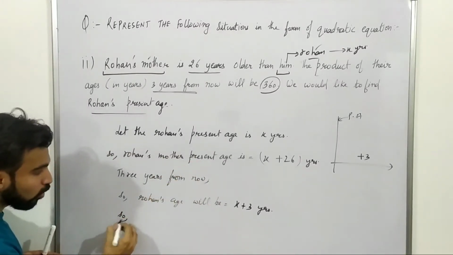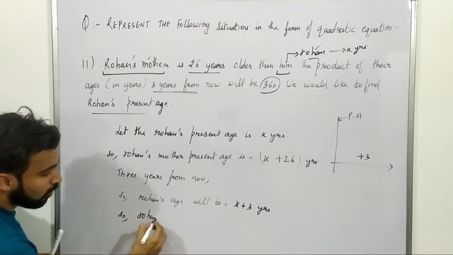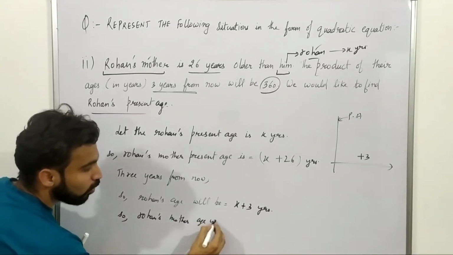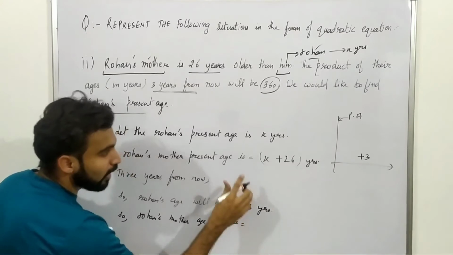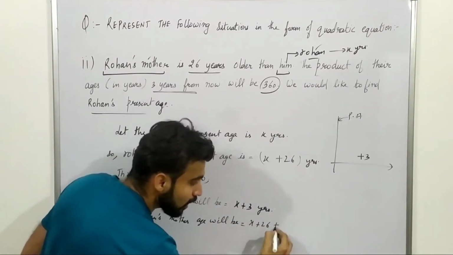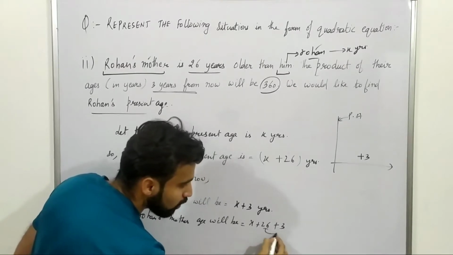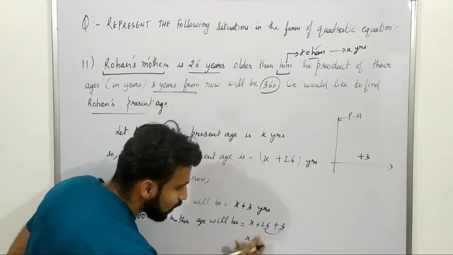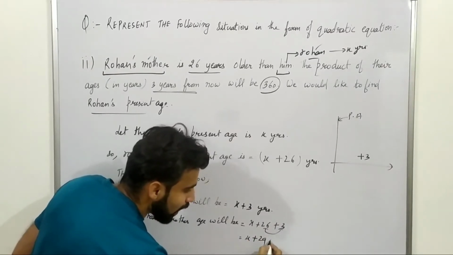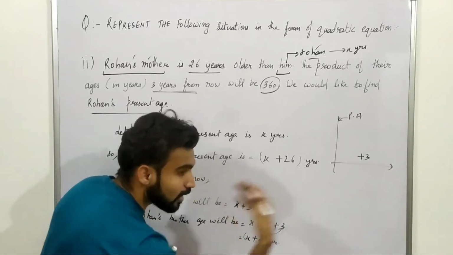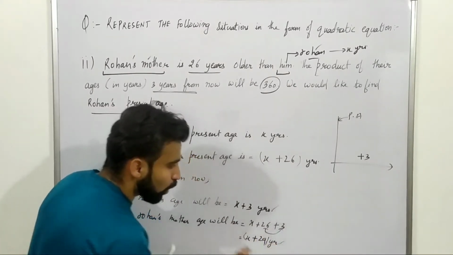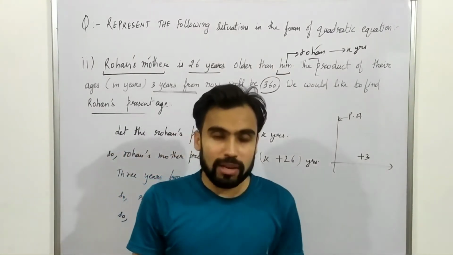Rohan's mother's age will be, simply add 3 to this present age. So x plus 26 plus 3 here. If I solve these constant terms, you can see here, 29. So this is the age of the mother 3 years after. Getting my point? So I have extracted both the ages, 3 years after, of Rohan as well as her mother.